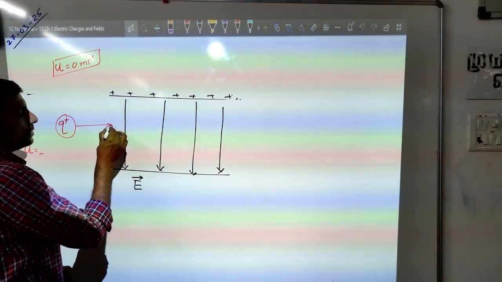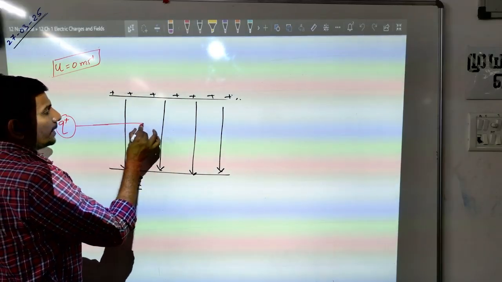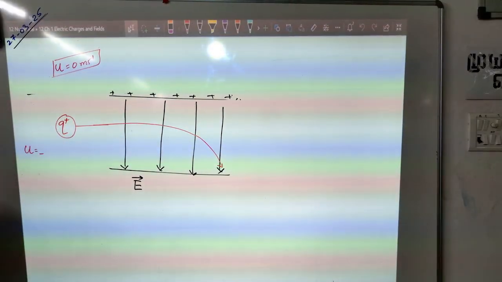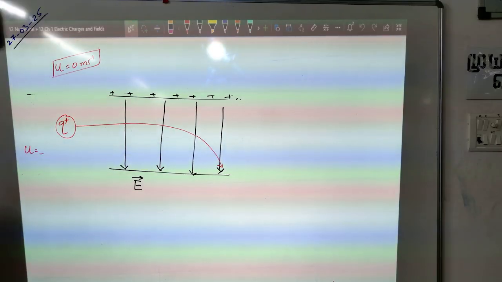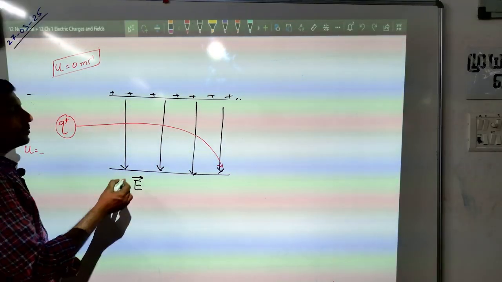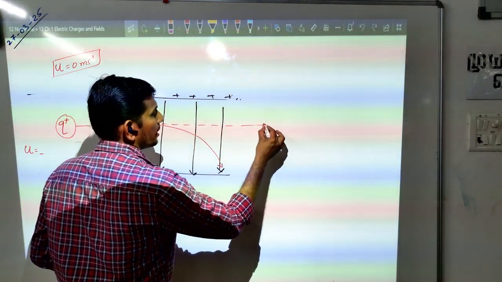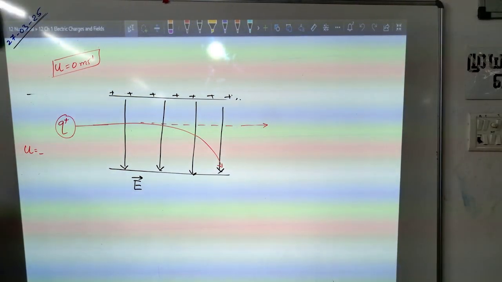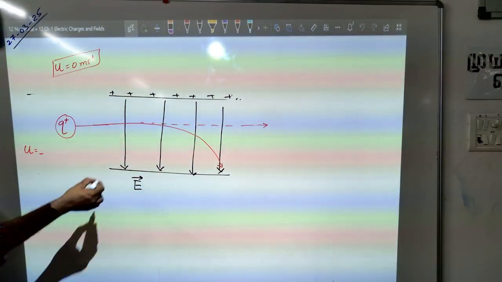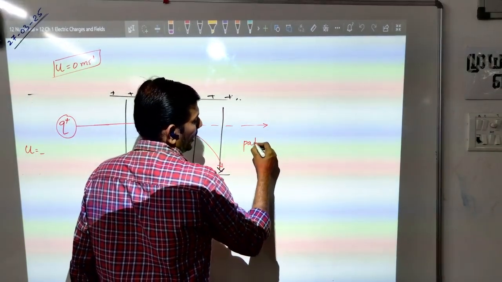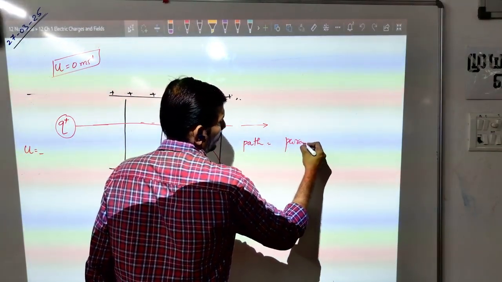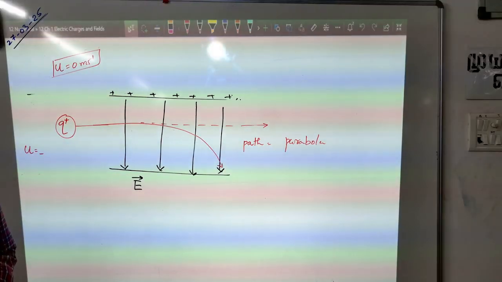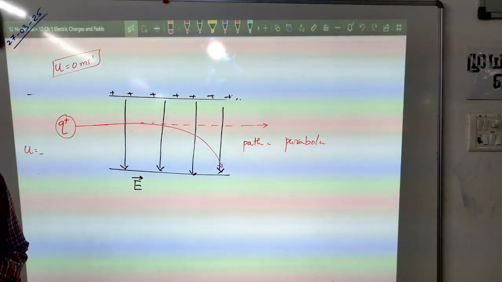So up to some distance, this charge will travel in a straight line. Later, it will go like this, if this charge is positive. Got it? Ideally, this charge should have traveled in this direction, but the charge will take a deviation and it will go. So the path or the trajectory of the charge is a parabola. Path of the charge is what, sir? A parabola.